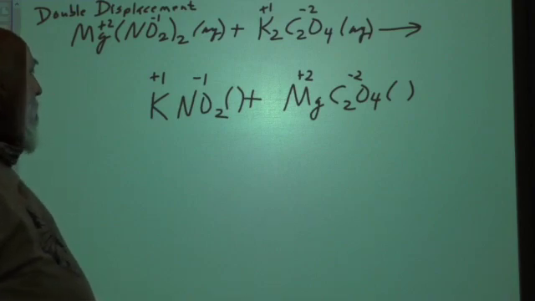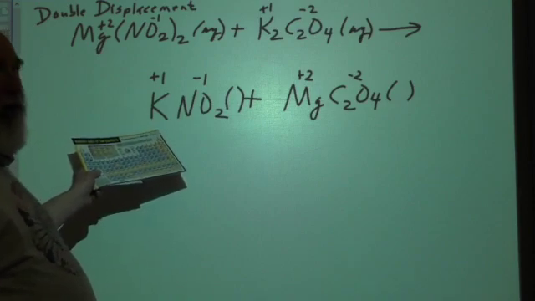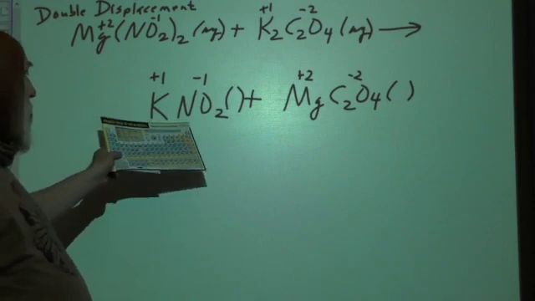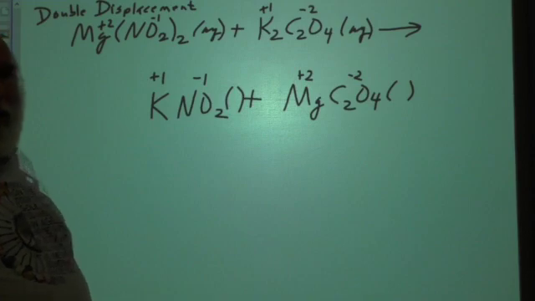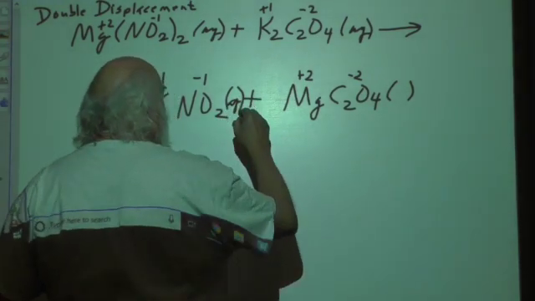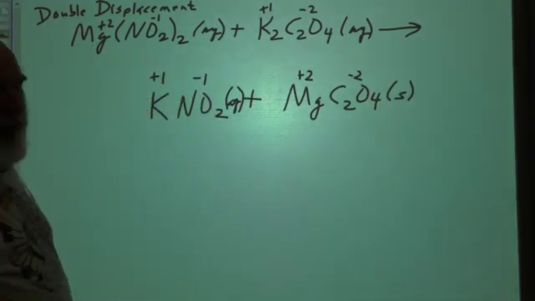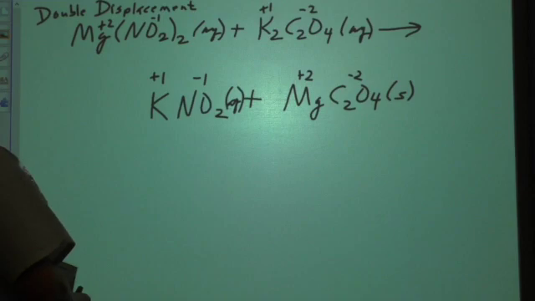Okay? Now, let's deal with the phases. Potassium is a group 1 metal. That's aqueous. NO2 is also always aqueous. So this is our aqueous compound, and this is going to be our precipitate, the one that we're going to see producing snow in our beaker.